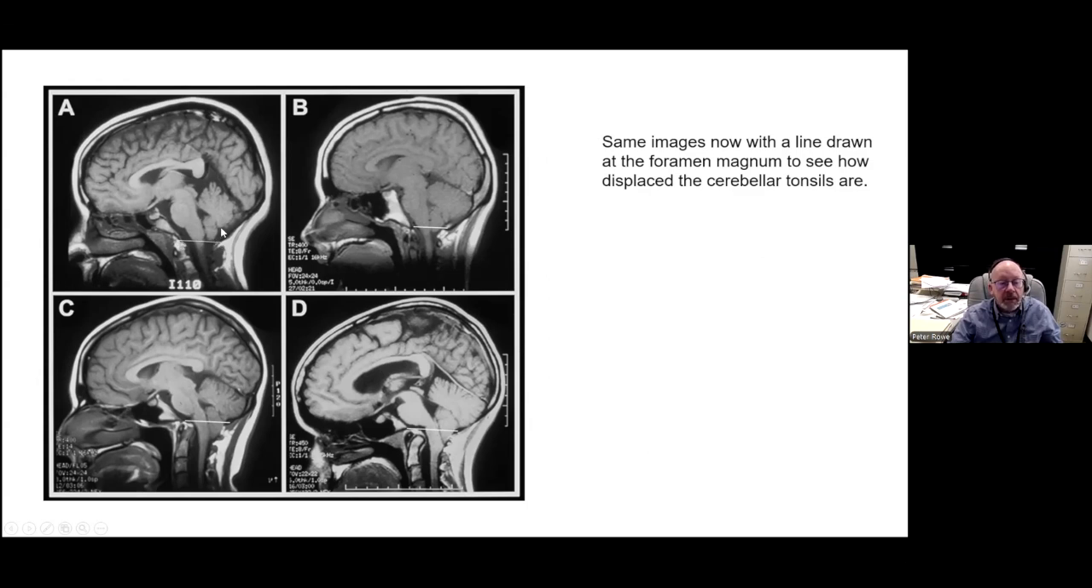Here's the normal individual, a healthy individual who has no cerebellar tonsillar descent. Here's a mild amount of descent, but a very crowded posterior fossa. And these patients had something like 13 millimeters of tonsillar descent, or 9 in this case.